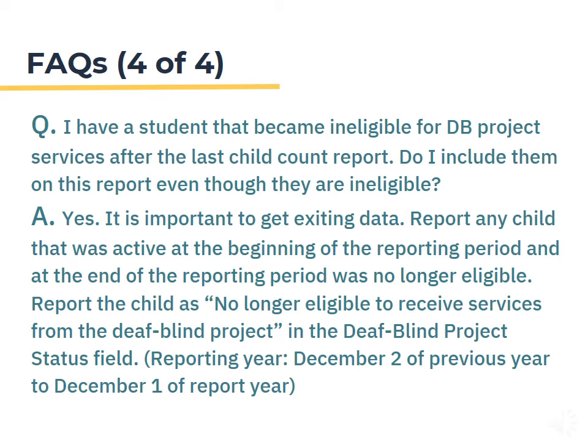Question: I have a student that became ineligible for DB project services after the last child count report. Do I include them on this report even though they are ineligible? Yes. It is important to get exiting data. Report any child that was active at the beginning of the reporting period and at the end of the reporting period was no longer eligible. Report the child as no longer eligible to receive services from the Deaf-Blind Project in the Deaf-Blind Project status field. And again, the report year is December 2nd of the previous year to December 1st of the report year.